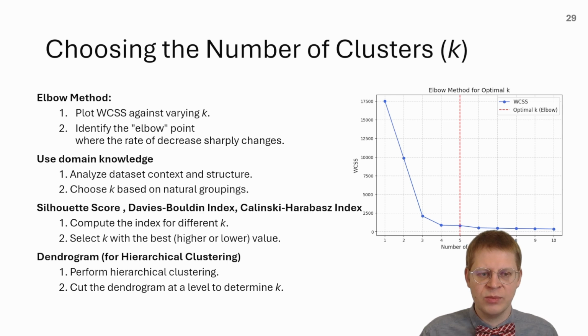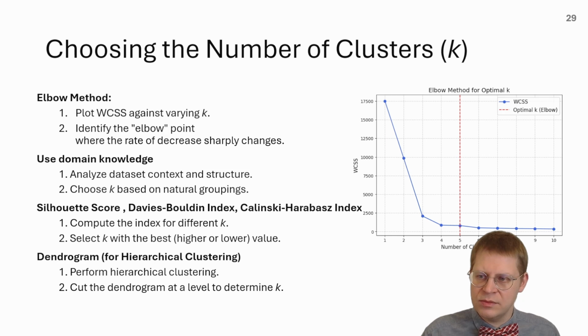In the graph, the elbow is at 5. This is the optimal number. Use domain knowledge. Analyze the dataset context and use natural grouping to determine K. For example, if clustering customers, domain knowledge might suggest that there are specific segments like high spenders, budget-cautious, and so on.